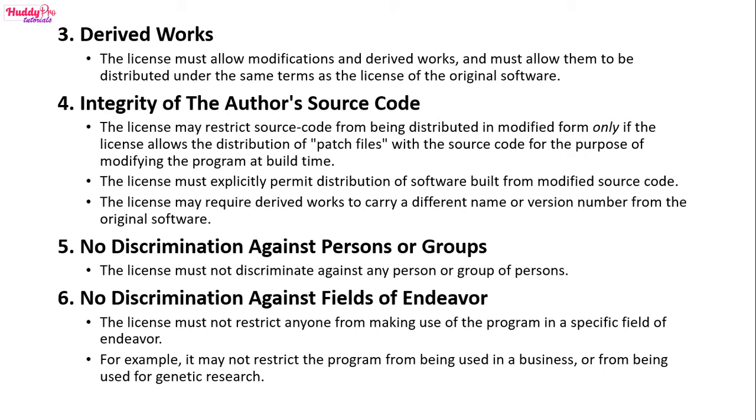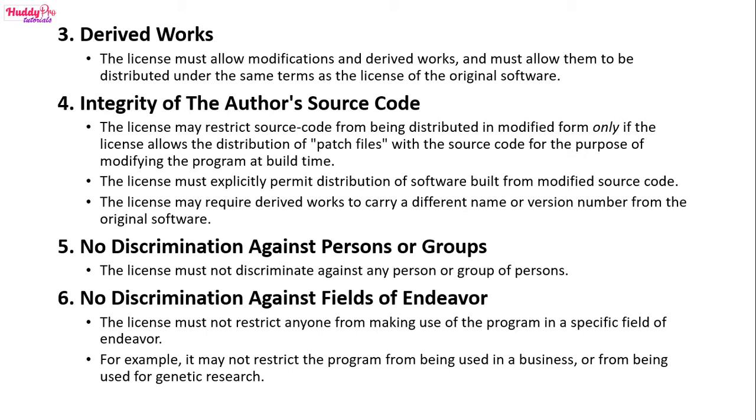Number 5, we are saying no discrimination against persons or groups. So it is a requirement that if you're going to distribute your open source software, you are not discriminative. Any person or any group of persons should be given the right to access and use the software if you want to distribute your open source software.